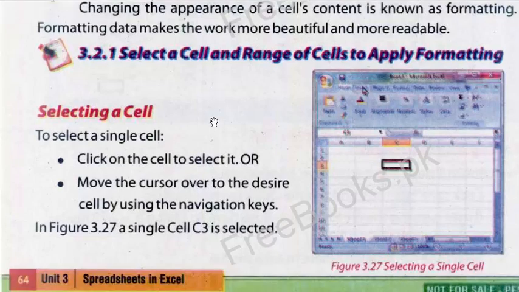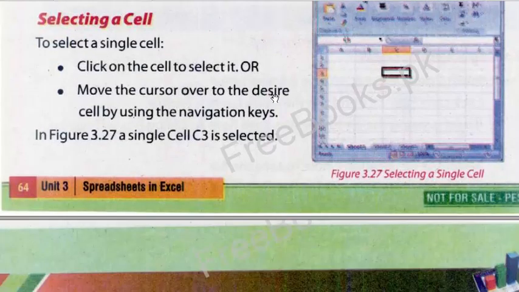Okay. First thing is, select a cell or range of cells to apply formatting. You can apply the formatting on a single cell or multiple cells. It depends upon you or your work. First thing, selecting a cell. To select a single cell, click on the cell, or move the cursor over the desired cell by using the navigation keys.